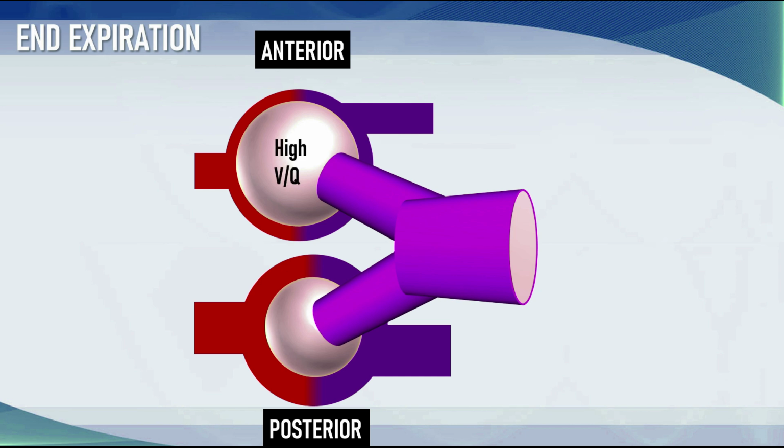Conversely, the lung units in the posterior dorsal segments are both well ventilated and well perfused, so they have a relatively equal ventilation perfusion ratio. So you're going to have much better gas exchange than those dependent lung units in the posterior dorsal segments of the lungs.